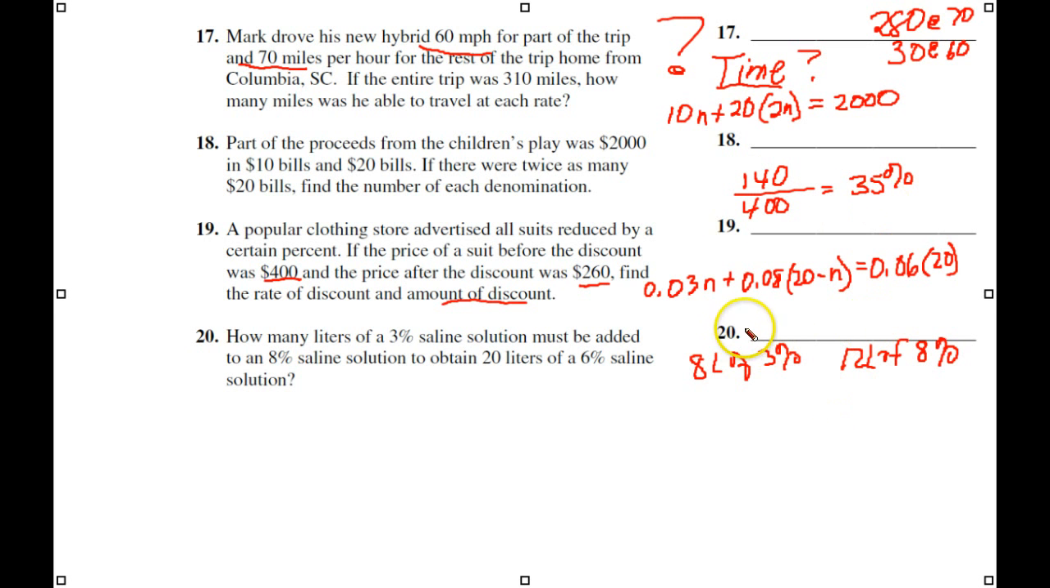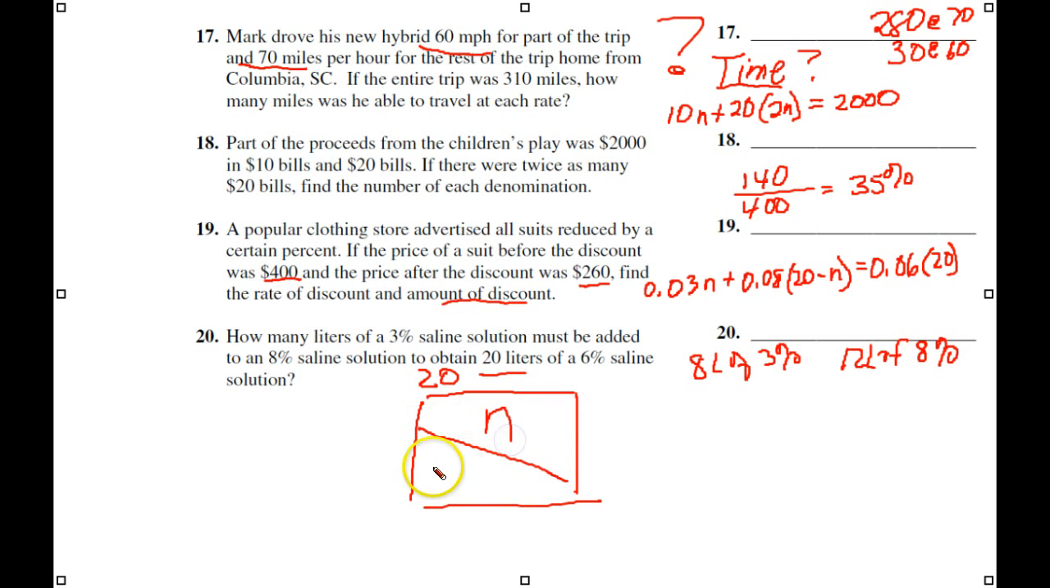And for this last one, 3% salt, and you needed 20 altogether. So we're going to take that 20. I didn't make my little box, but I think it might be helpful. This box stands for 20. We want to divide that into two parts. So part of it will be n. The other part will be 20 minus n.